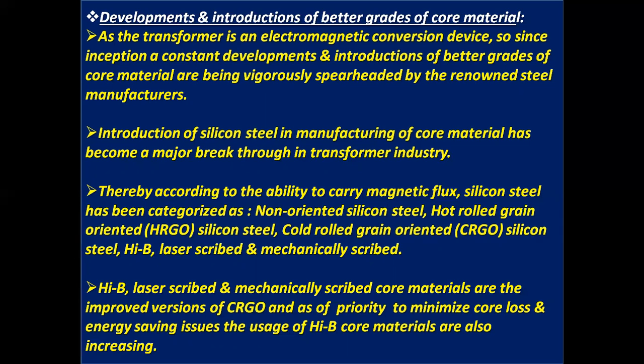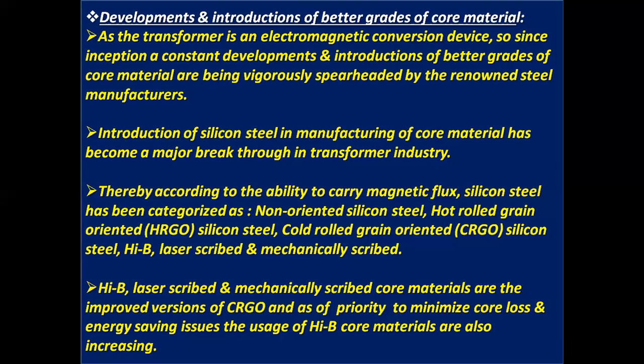Introduction of silicon steel in manufacturing of core material has become a major breakthrough in the transformer industry. Thereby, according to the ability to carry magnetic flux, silicon steel has been categorized as non-oriented silicon steel, hot rolled grain oriented, that is HRGO silicon steel, cold rolled grain oriented CRGO silicon steel, HIB, laser scribed and mechanically scribed.